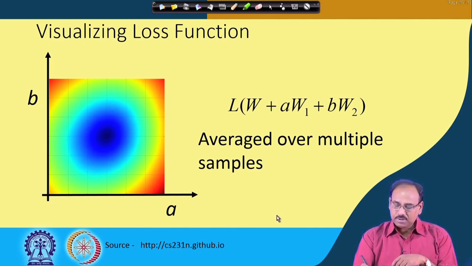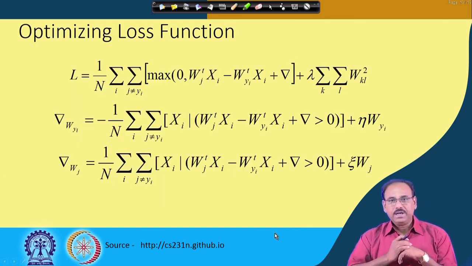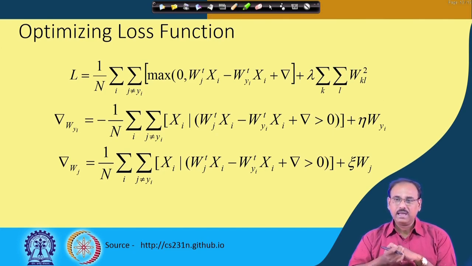So, once I have this loss function, next what I need to do is optimize this loss function, or minimize the loss function. For minimization, as we have done earlier, we take the gradient descent approach. So, I have to take the gradient of the loss function and modify W in the direction of the negative gradient.